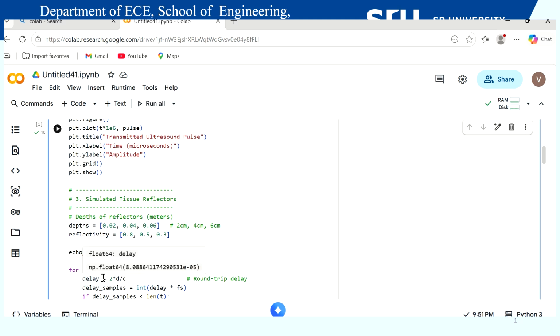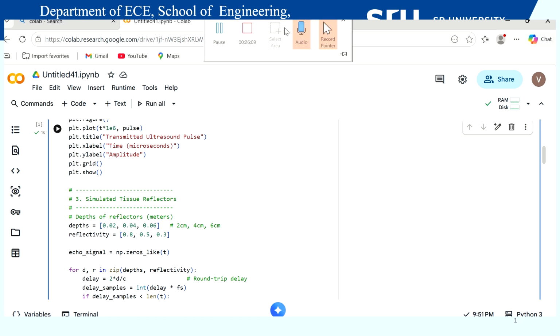What is the meaning? Once the wave is generated by the source, it travels a path, and after getting reflected, the reflected wave travels the same path to reach the source. So the same distance is covered by the ultrasound wave two times. That is why 2d by c. The ultrasound travels to the reflector and back.